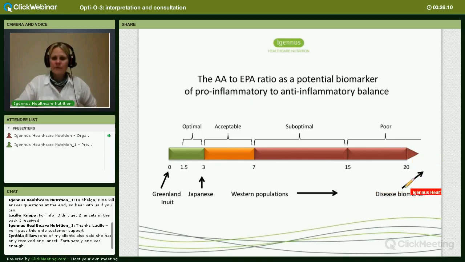When we get to 20 and above, we're starting to see the AA to EPA ratio being published more and more as a disease biomarker. So especially for conditions such as cardiovascular disease and cancer, for example. So a very high AA to EPA ratio gives us an indication of disease progression in many cases.